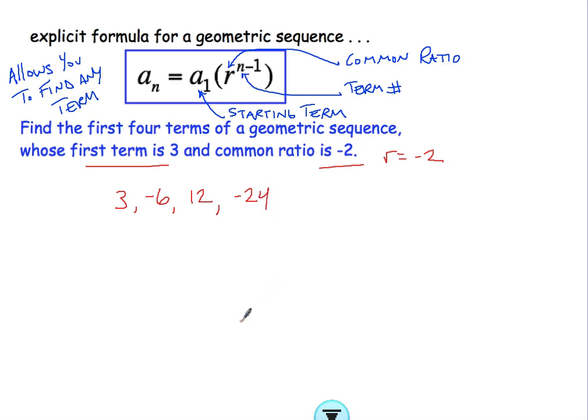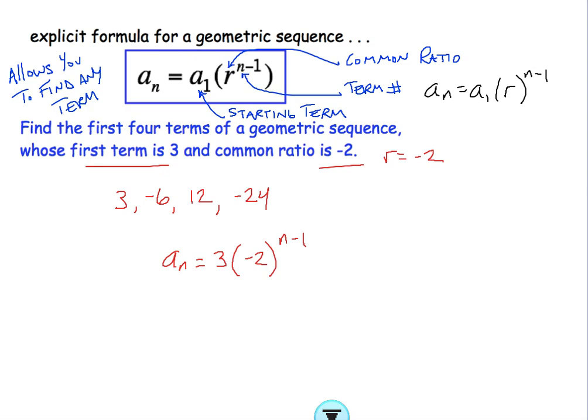And then let's say we wanted to write an equation for this. So my starting term is a 3, and then parentheses. My common ratio is a negative 2, and then I'm going to raise that to the n minus 1. I think up here, the way this is written, it's fine. I would recommend maybe using this kind of version where you put the r in parentheses and then raise it to the n minus 1 like that. That might be just a little bit easier to follow.